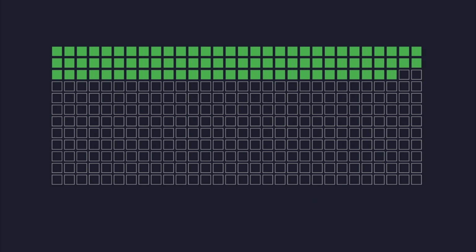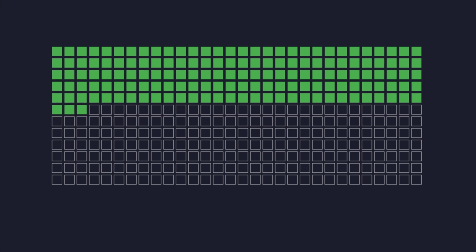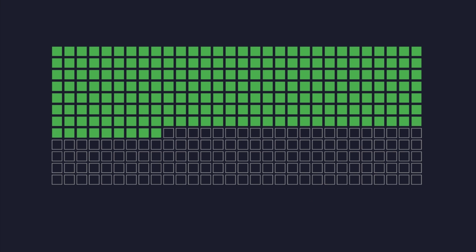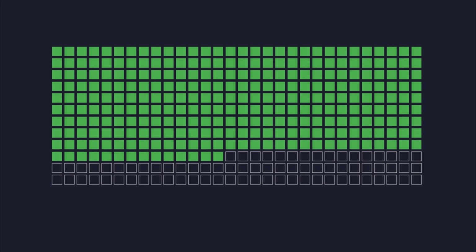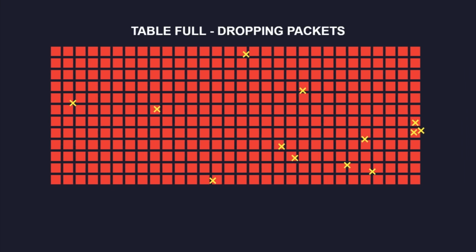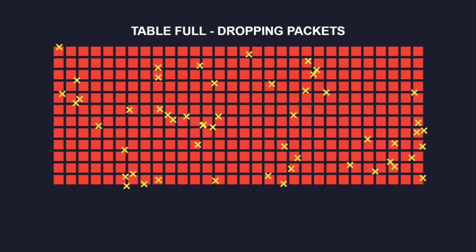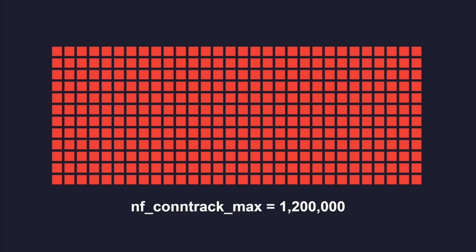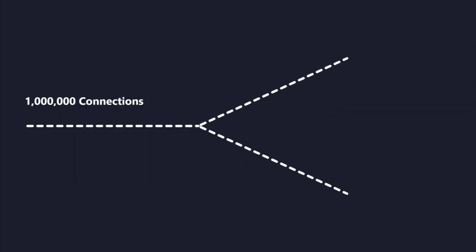The NetFilter connection tracking system maintains a table of all active network flows. Under heavy load, this table fills up, causing the kernel to drop incoming packets. You must increase the connection track max parameter to at least 1.2 million to accommodate your target connection count plus overhead.